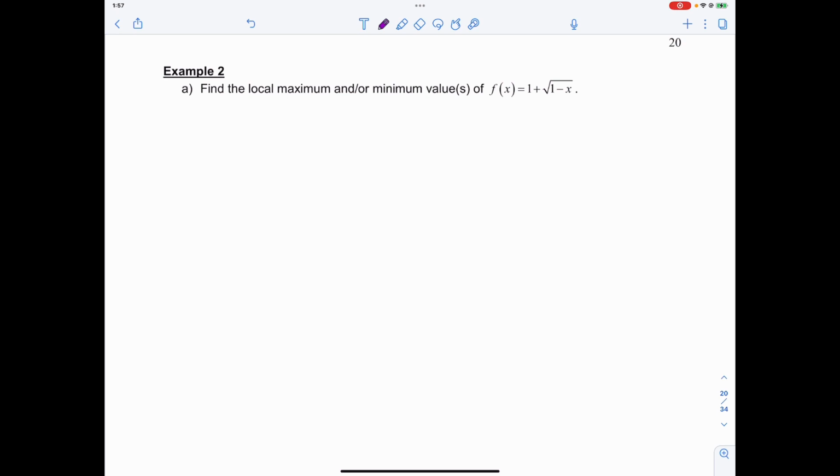For example 2, it says find the local maximum and/or minimum values of f of x is equal to 1 plus the square root of 1 minus x. Well, the domain I'm going to pull from the radical there. And I know that 1 minus x has to be greater than or equal to 0, which means that negative x has to be greater than or equal to negative 1, which means that x has to be less than or equal to 1.